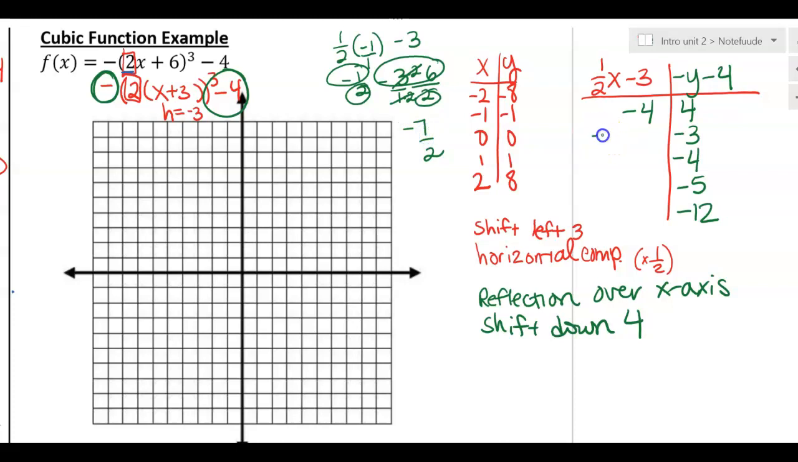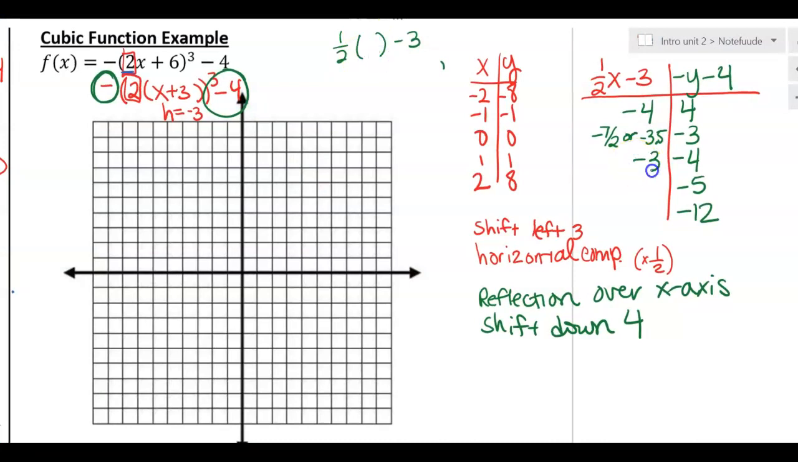Okay? And what is -7/2 if that makes you scared to plot it on the graph? -3.5. Just do 7 divided by 2. Okay. 0 is a little nicer because 1/2 times 0 will just be 0. Okay? And 0 minus 3 will just be -3.